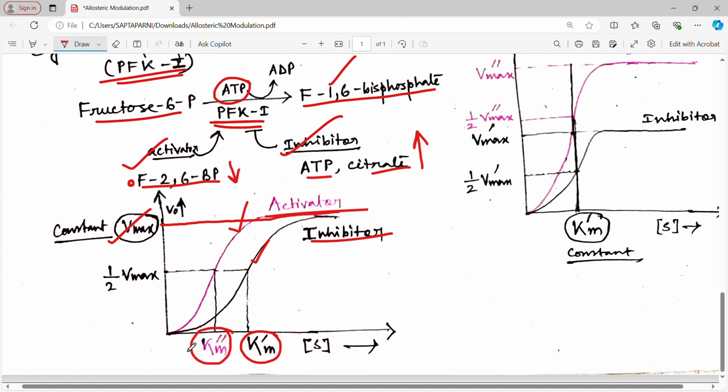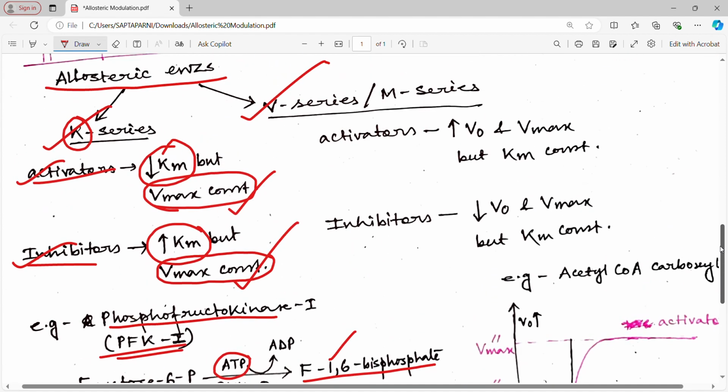So if the Km value is lower in case of activators, that means the affinity is increased between enzyme and substrate, and if the Km value increases when the inhibitor binds, that means the affinity is decreased between substrate and enzymes, okay. And what is Km value? Km value is the substrate concentration at which the half Vmax, or the half of the maximum velocity, is obtained by any enzyme, okay. So here the change is present in the Km value but not in the Vmax value, okay. Now going to another series of allosteric enzyme.